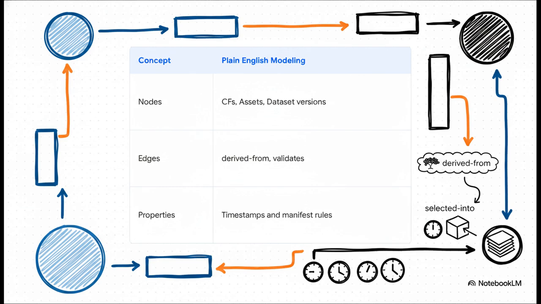It's basically like a super strict family tree for your data. You've got your nodes. These are the family members, so your CFs, your assets, your dataset versions. And again, nodes are never edited. Then you have your edges. These are the genetic relationships that connect the nodes together, like explicitly stating that one asset is derived from another. And finally, properties. These edges carry exact timestamps and the specific manifest rules that actually cause the data to be included in the first place.